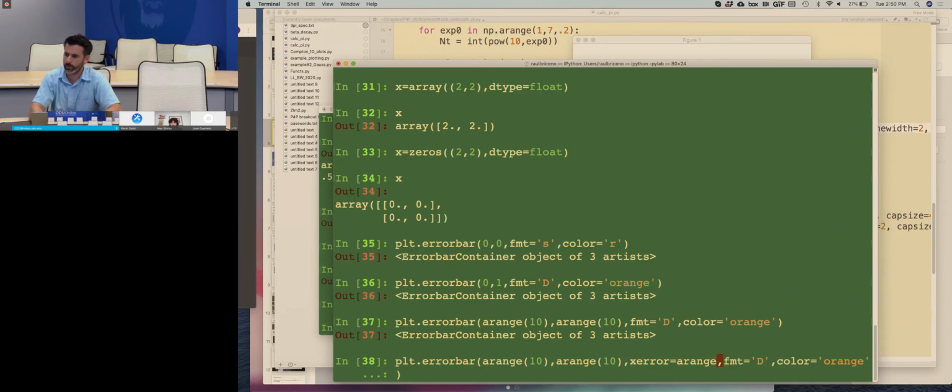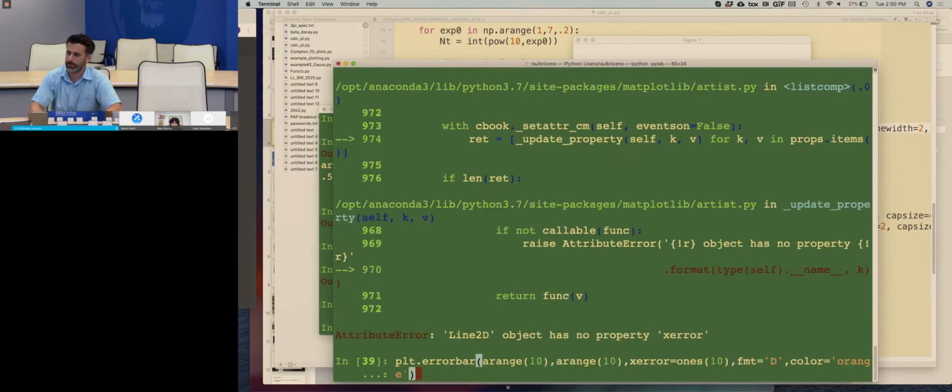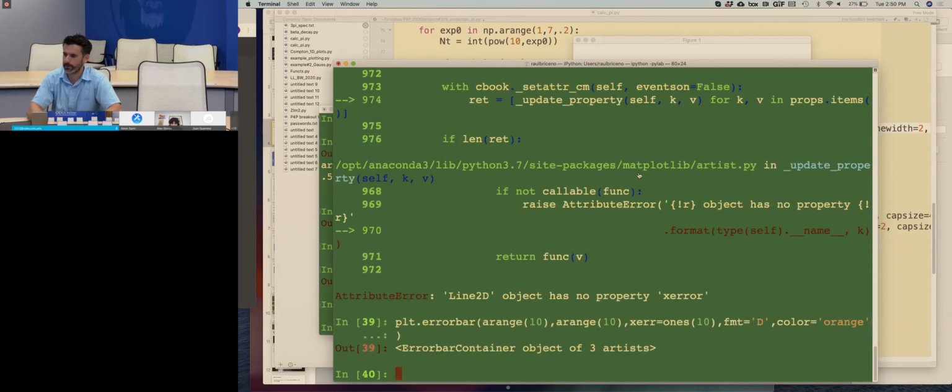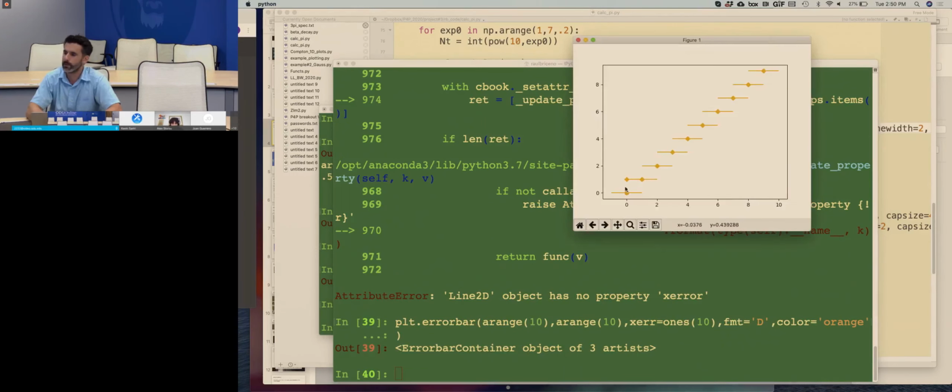So let's make it a range. Let's make it ones, just ones, 10 ones. Okay. Oh, I think it's not error. I think it's X. Yep. There we go. You see, I've added X errors along the X-axis.